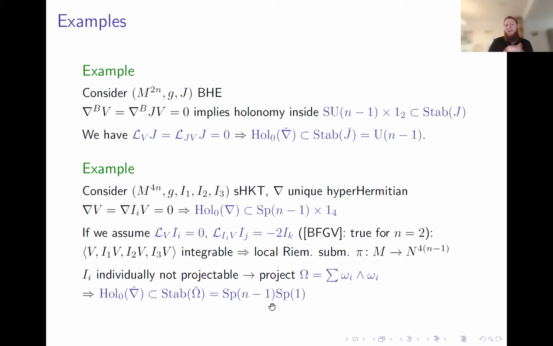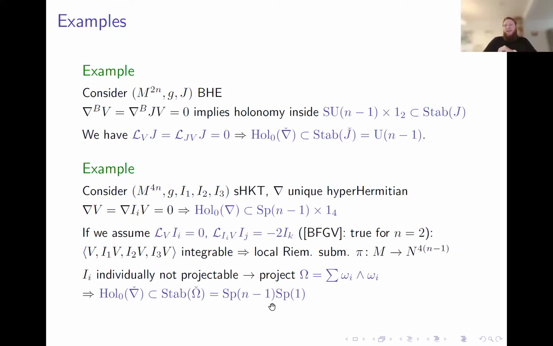But it's still a special, more restrictive holonomy group, so we can project some of the geometry to the base. Okay, are there questions for these examples? Because on the next slide, I'm going to look into a different class of examples.